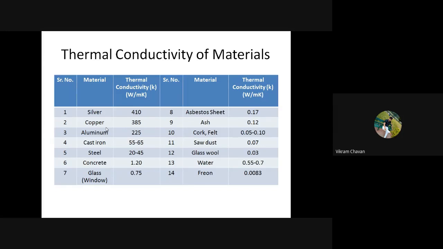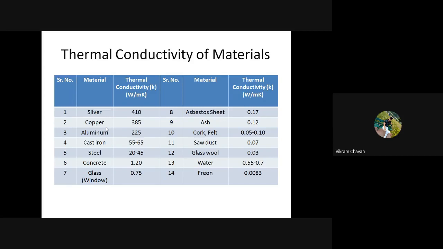Here I have not mentioned it, but the highest thermal conductivity material is a diamond, whose thermal conductivity is very high and ranges from 1500 to 2000 watt per meter Kelvin. So this is the range for the thermal conductivity of diamond. You will come to know how fast diamond transfers heat.